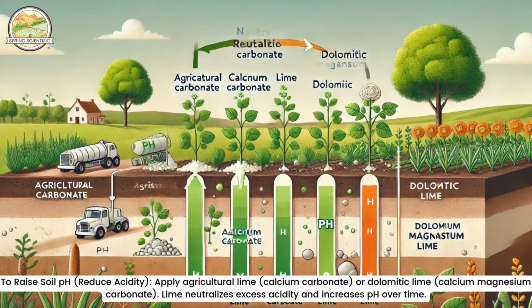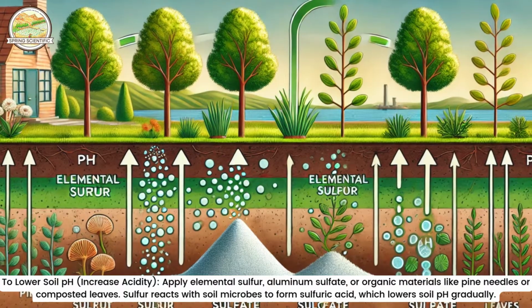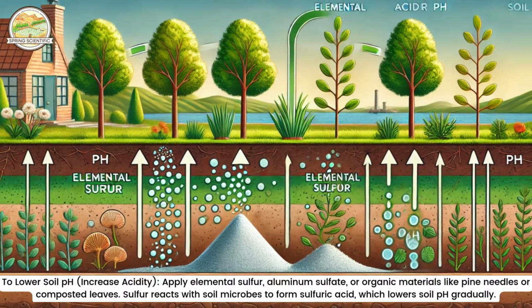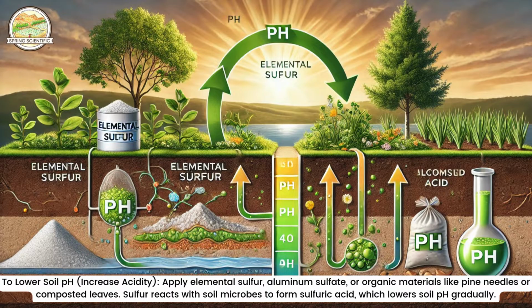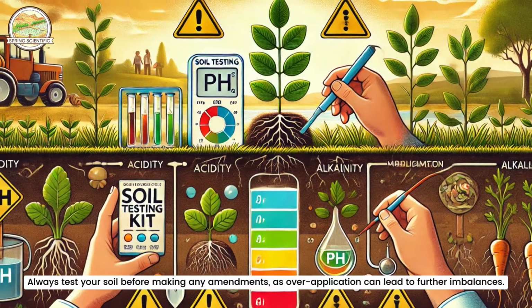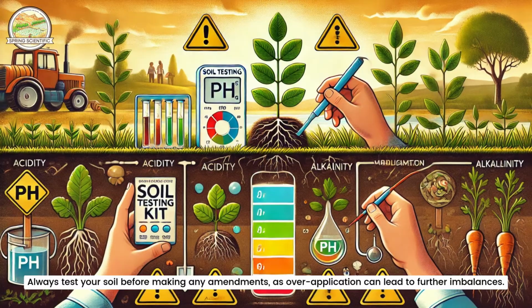To raise soil pH, reduce acidity. Apply agricultural lime, calcium carbonate, or dolomitic lime, calcium magnesium carbonate. Lime neutralizes excess acidity and increases pH over time. To lower soil pH, increase acidity. Apply elemental sulfur, aluminum sulfate, or organic materials like pine needles or composted leaves. Sulfur reacts with soil microbes to form sulfuric acid, which lowers soil pH gradually. Always test your soil before making any amendments, as over-application can lead to further imbalances.